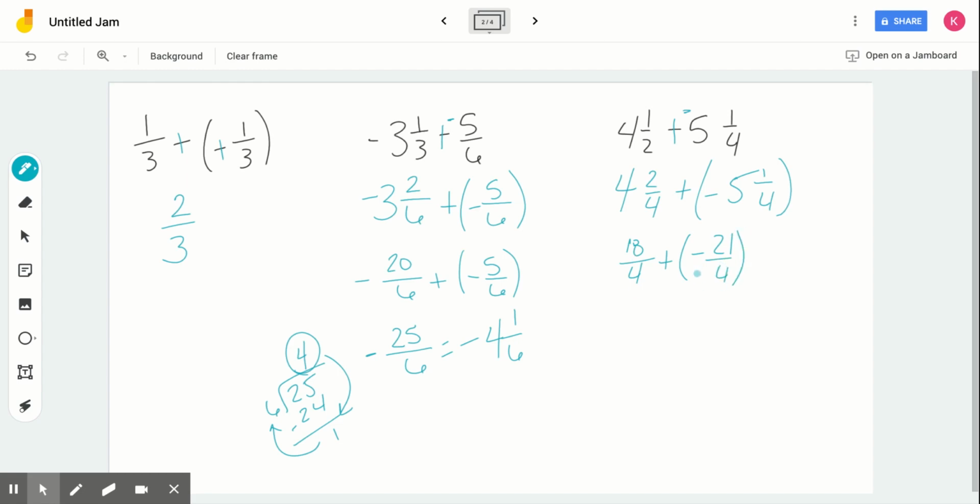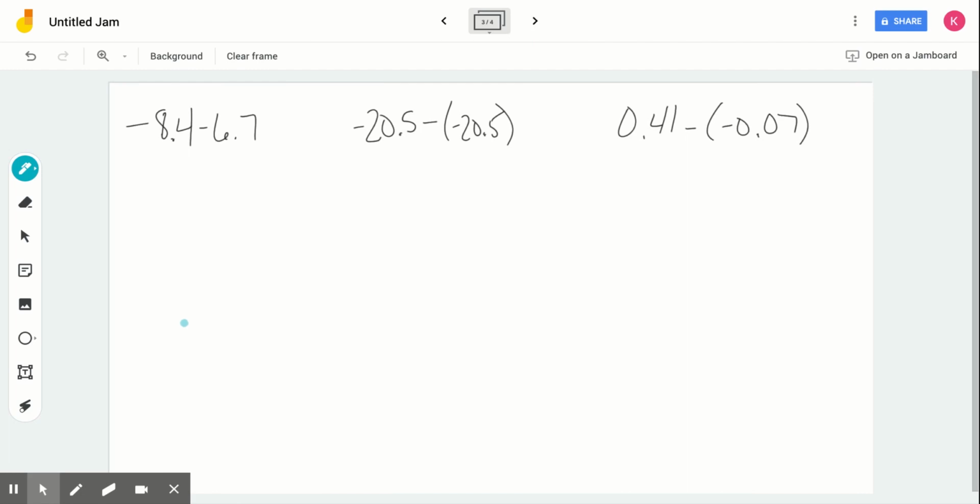Now, these two numbers have opposite signs, so we must subtract them. 21 take away 18 is 3. Keep the denominator of 4, and since they have opposite signs, we subtract and keep the sign of the larger number. So our answer here would be -3/4.